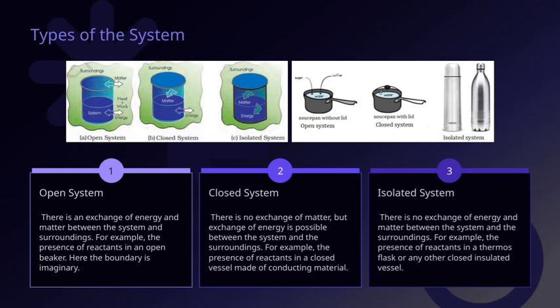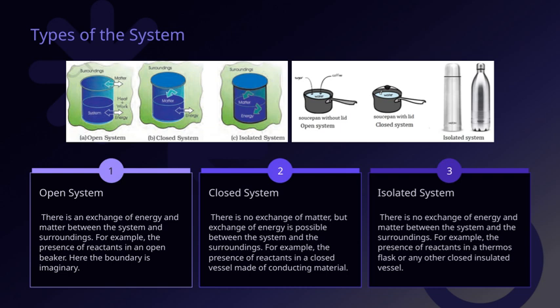First, we have the open system. In an open system, there is an exchange of both energy and matter with the surroundings. For example, think of an open beaker where reactions happen freely and substances can enter or leave. Moving on, the second type is the closed system. Here, matter doesn't exchange with the surroundings, but energy can still be transferred. An example would be a closed vessel made of conducting material, like a metal container, where heat can pass through but no matter enters or leaves.